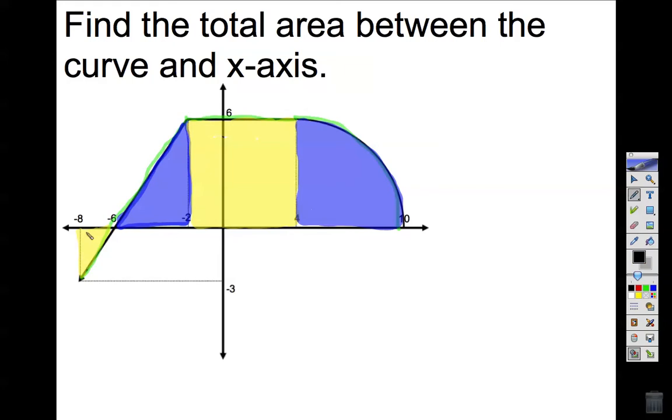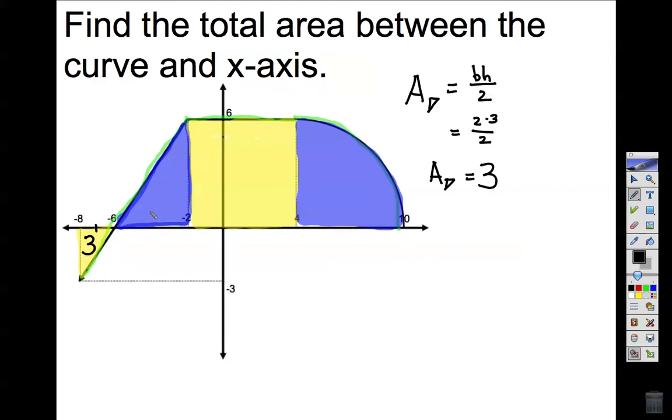Here we have a triangle. The area of the triangle, right, is equal to base times the height, divided by 2. And that is going to equal, here's the base, from -6, -7, -8, it is a total of 2 units times 3 units. I'm going to divide that by 2. 2 times 3 is 6, divided by 2, and that is equal to 3 units. So in here I am going to put 3 units.